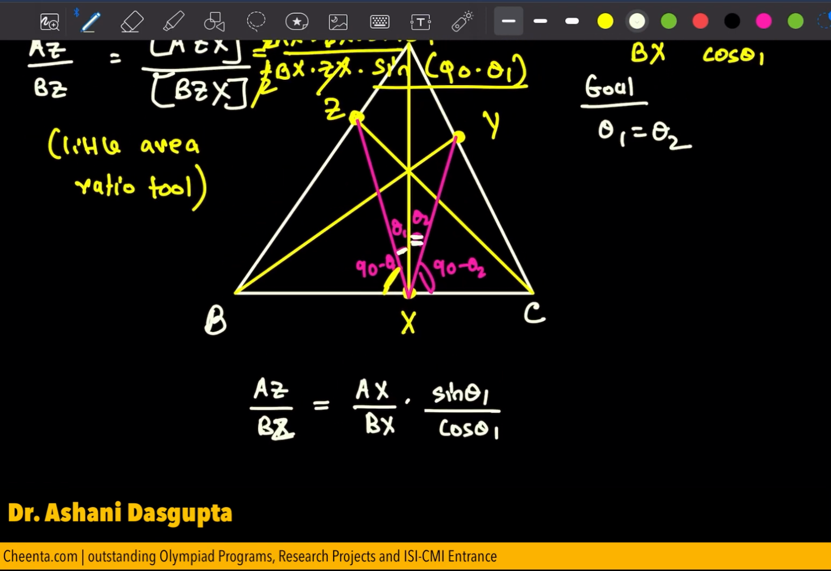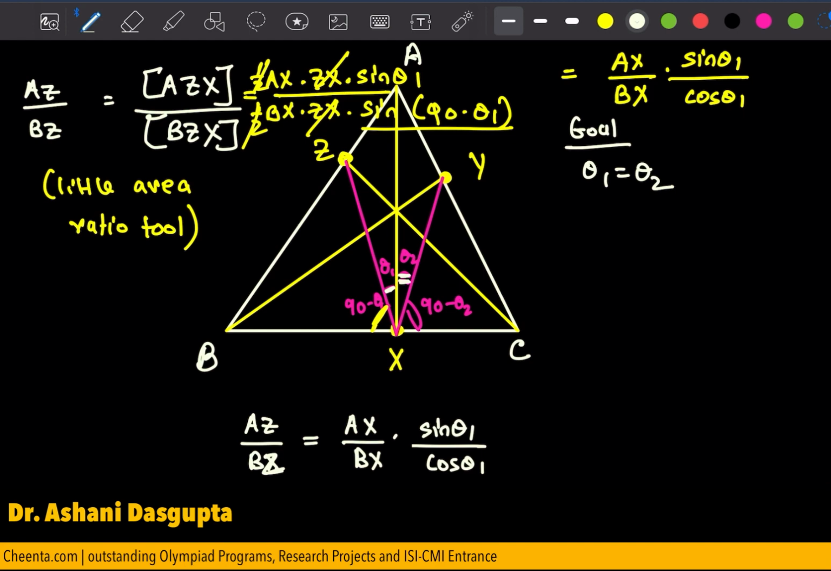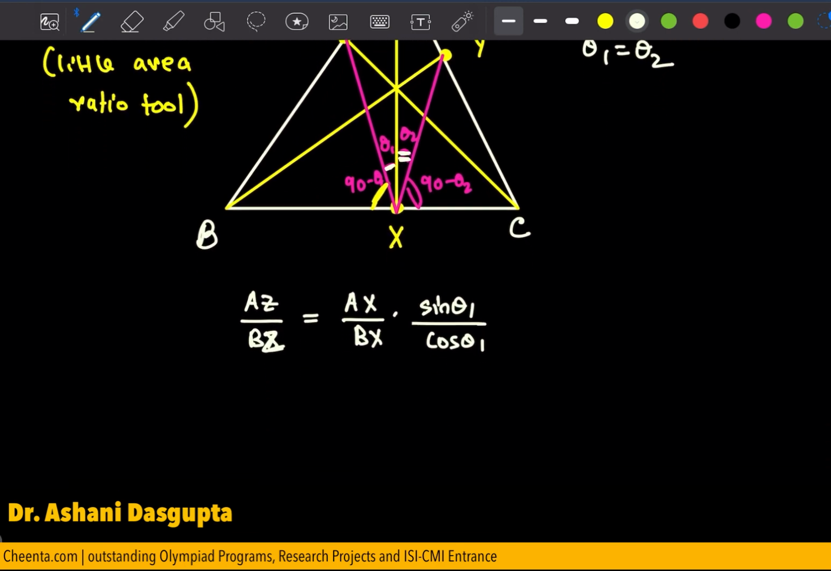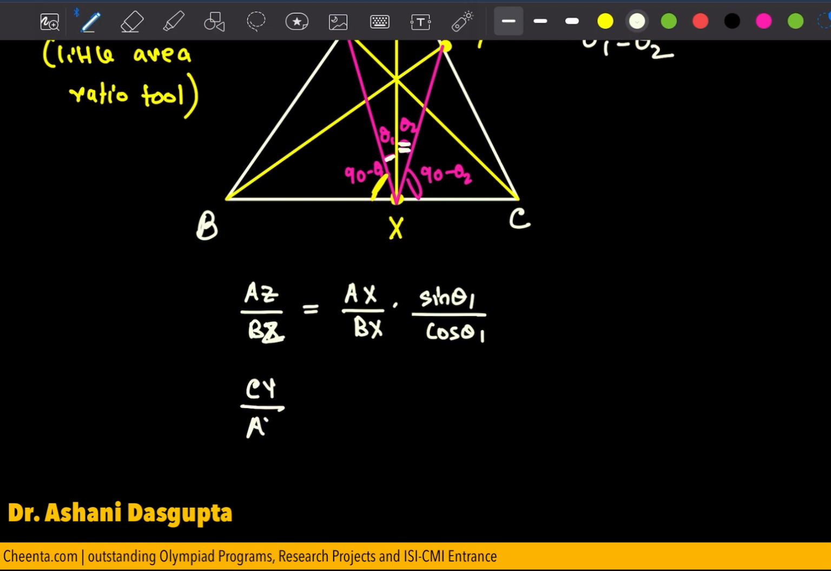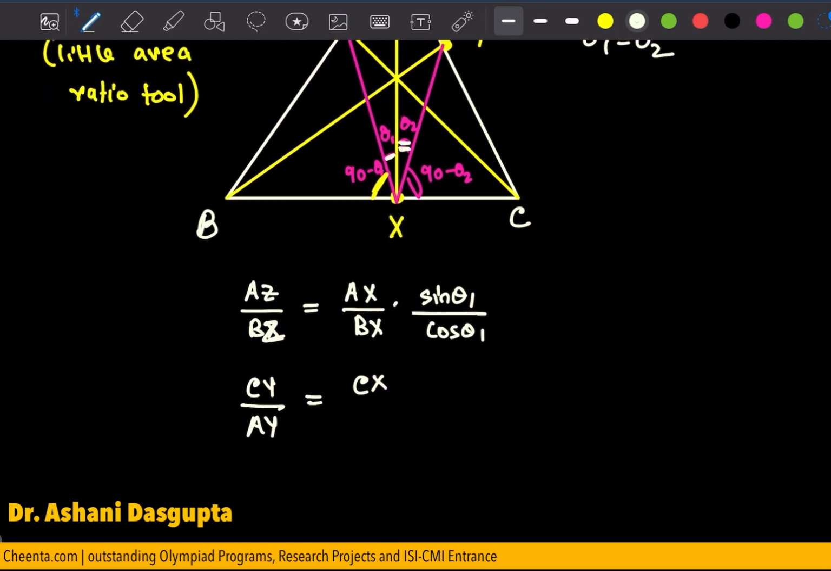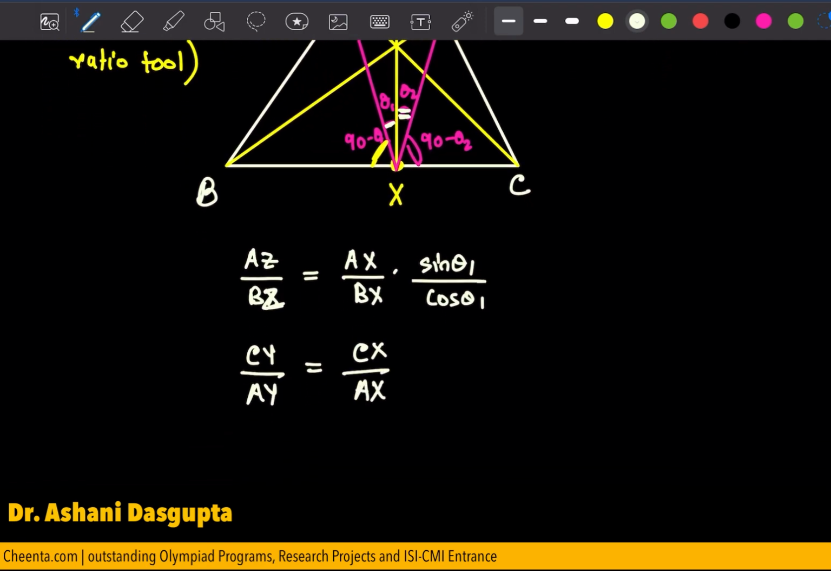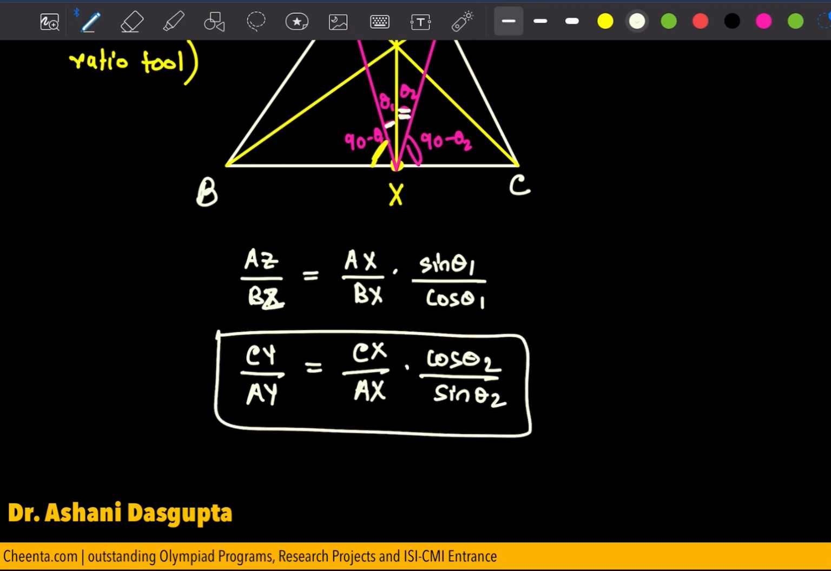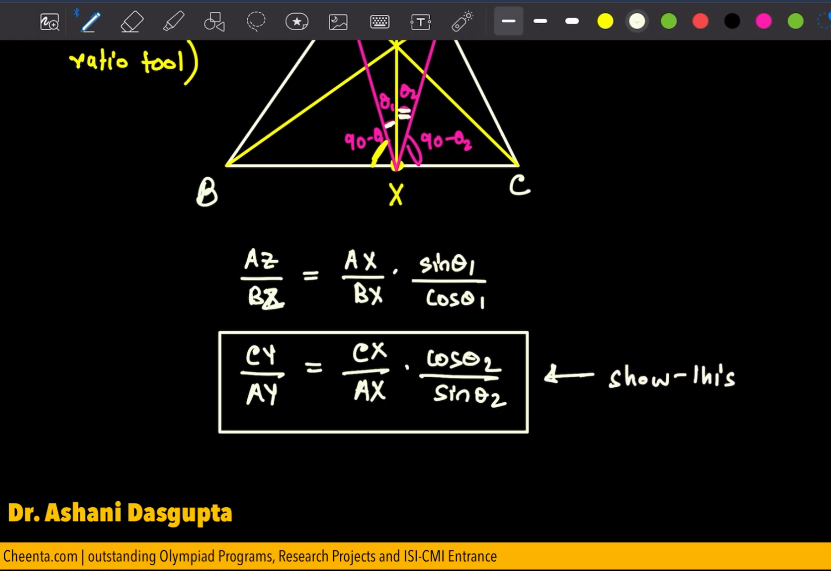So similarly, I can find out CY by AY, which will be CX divided by AX into cos theta 2 by sine theta 2. So this is challenge 2. Can you show this calculation in the comment?